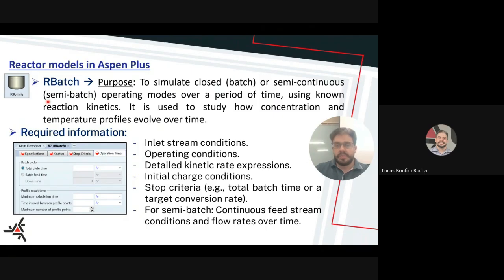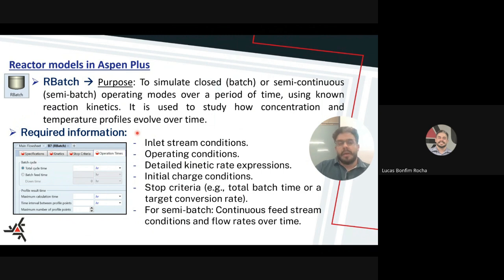We must specify the reaction kinetics, and it's used to study how concentration and temperature profiles evolve over time. So we can predict the timing for achieving the equilibrium conversion, or we can try to understand how the concentration is changing along the time, how the temperature is changing along the time in the reactor. If you are planning many batches, we can specify how much time I'm going to consider for each one of the batches, and we can answer questions that with the other models we can't answer.